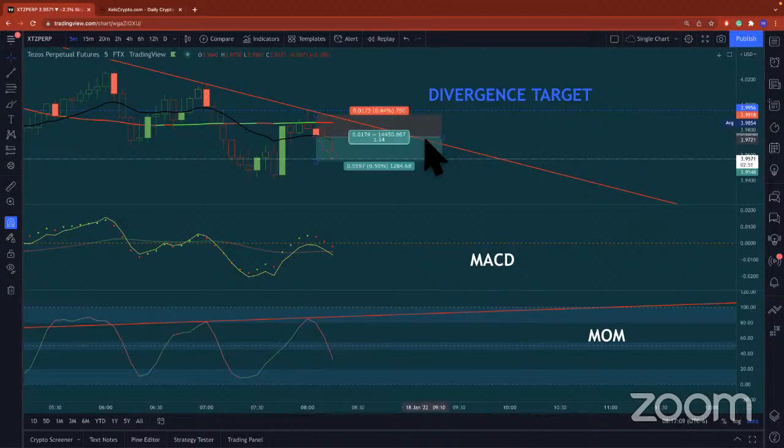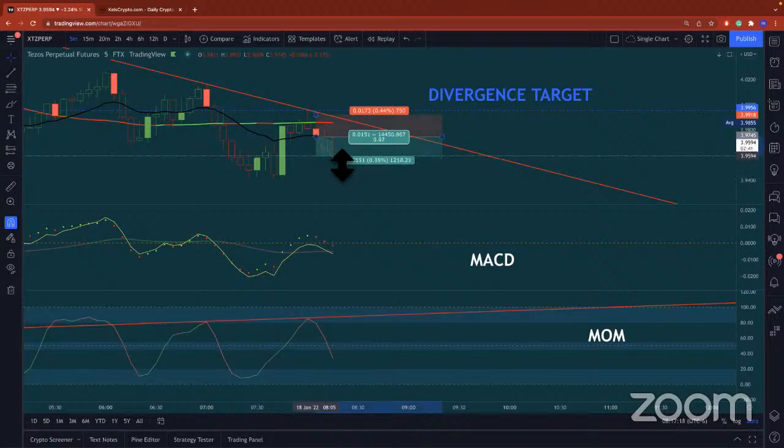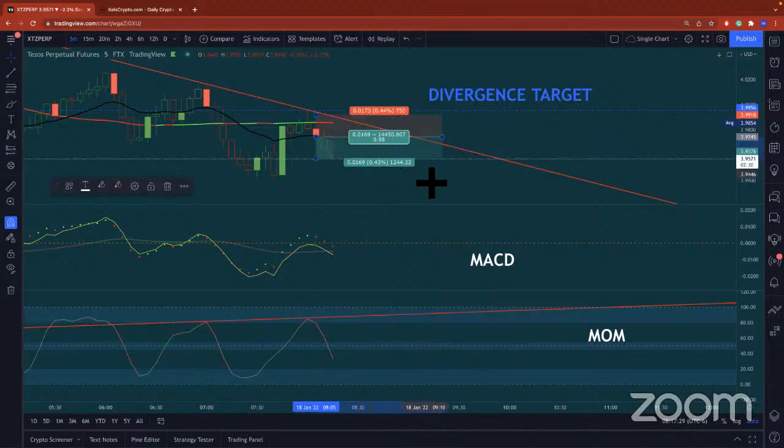Looks like, if you did take that position, you're going to hit the target. You're definitely in profit right now. So if you take that position at 10% leverage, you're at 3.8%. You might as well protect it, and now you're at 4.3% profit. You almost hit the 0.5.